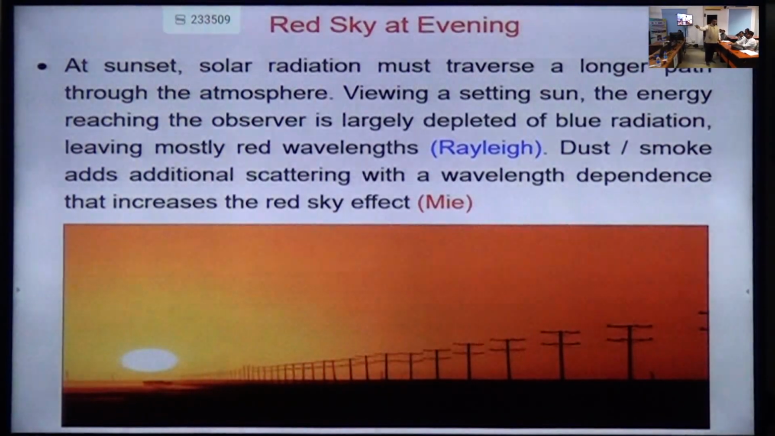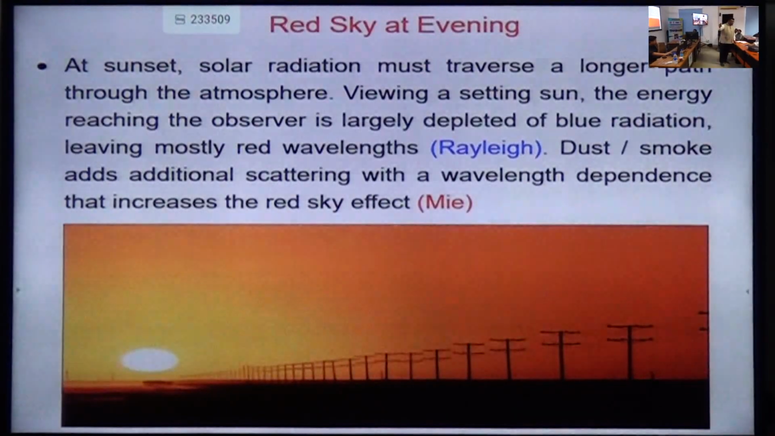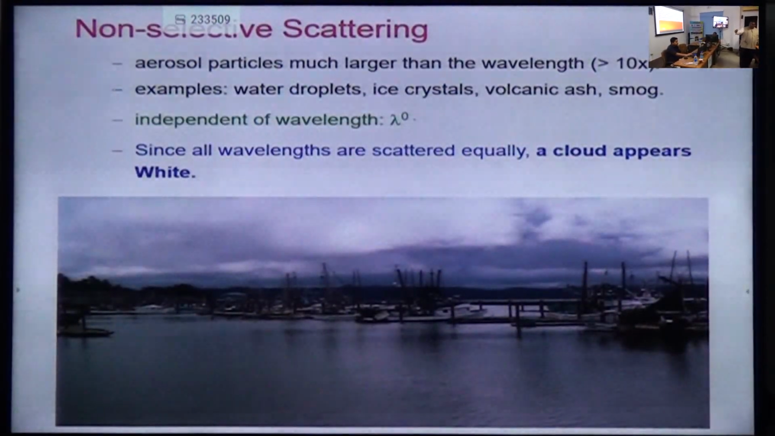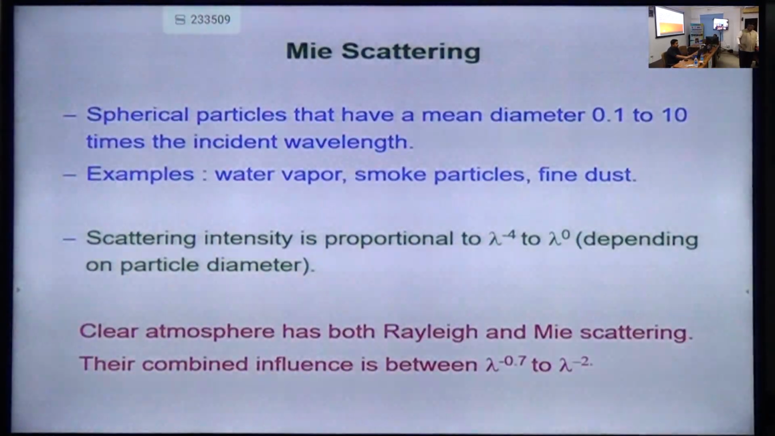And during midday, what happens? During midday, you cannot see it with the naked eye.